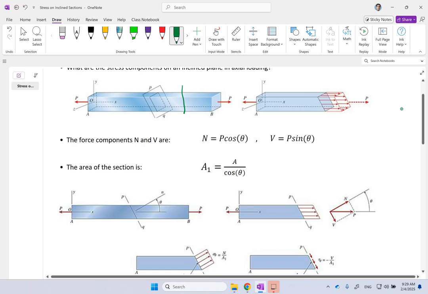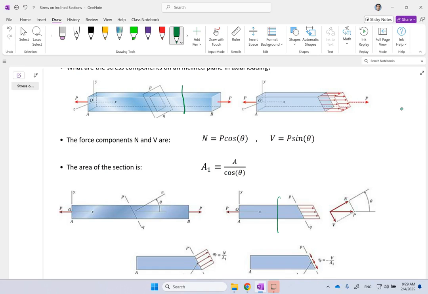So the first thing is, if I break down the two components of the force on this plane, although on the normal plane there is only a normal component P, on the angled plane there are two components, because this P will be decomposed along the normal to the plane and tangent to the plane. We call them N and V, and clearly N is P cosine theta, and V is P sine theta.